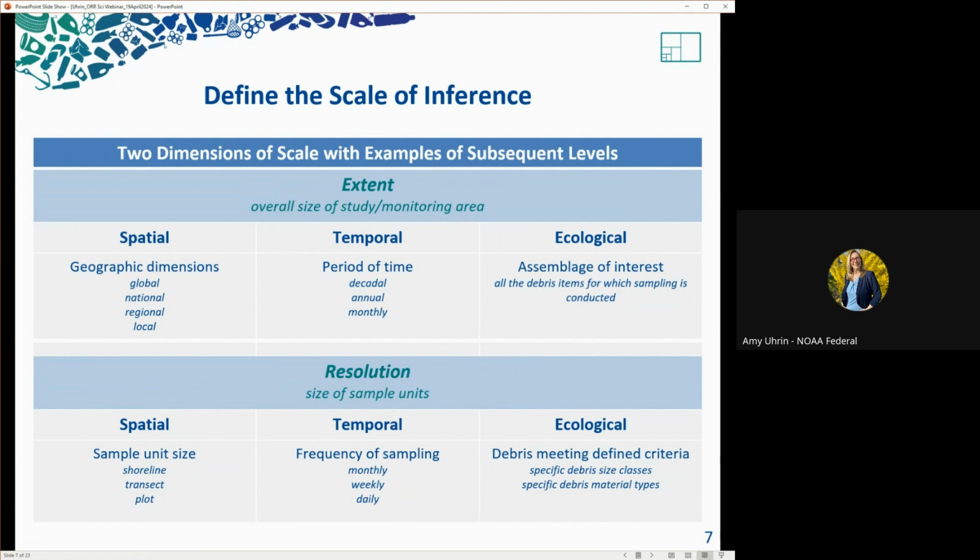Your temporal resolution is how often you do your sampling. So it's not really the long-term looking at trend, but it's how often do we have to go back and take samples at these particular sample units. And then the ecological resolution is also refining that assemblage of interest. So refining the type of debris that we're interested in. And so you're going to set probably particular criteria. So it might be specific size classes or specific material types.